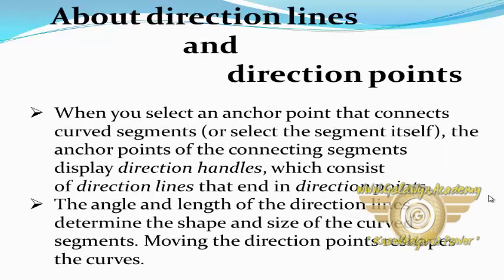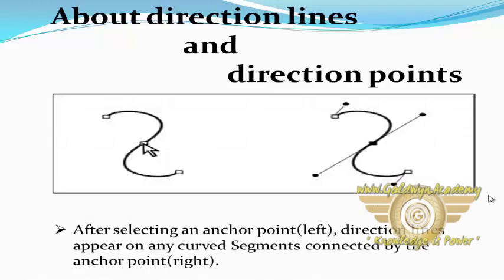About direction lines and direction points. When you select an anchor point that connects curved segments, the anchor points of the connecting segments display direction handles, which consist of direction lines that end in direction points. The angle and length of the direction lines determine the shape and size of the curved segments. Moving the direction points reshapes the curves. Direction lines don't appear in the final output. This is an example of direction lines and direction points.